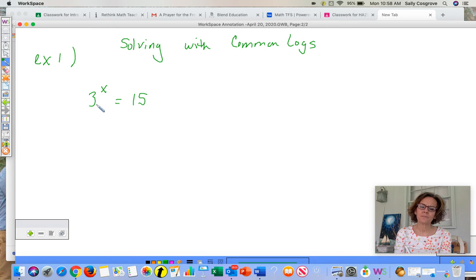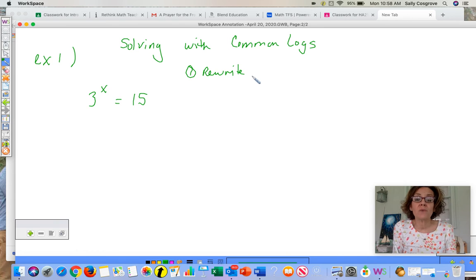All right. Well, how have we worked this in the past? Well, when we have an exponential, we have a few ways that we try to solve it. One way would be what? Well, could we rewrite to get them in the same base? Because if b to the x equals b to the y, then x equals y. And that's our exponential property of equality. So can we rewrite 15 using base 3?